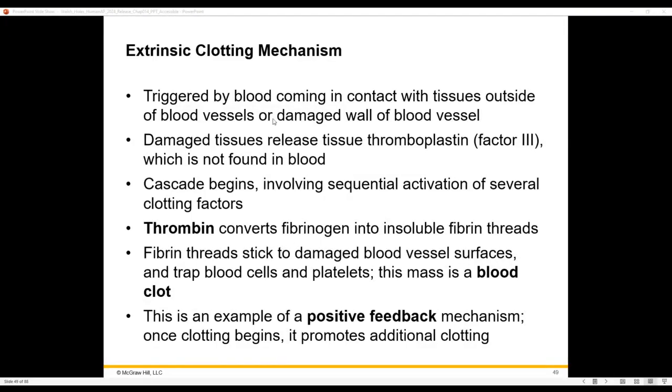Okay, the extrinsic clotting mechanism is triggered by blood coming in contact with tissues outside of the blood vessels or a damaged wall of the blood vessel. Damaged tissue releases tissue thromboplastin, or factor 3, which is not found in blood. A cascade begins, which involves sequential activation of several clotting factors. Thrombin converts fibrinogen into insoluble fibrin threads. Fibrin threads stick to damaged blood vessel surfaces and trap blood cells and platelets. This mass is a blood clot, and this is an example of a positive feedback mechanism. Once clotting begins, it promotes additional clotting.